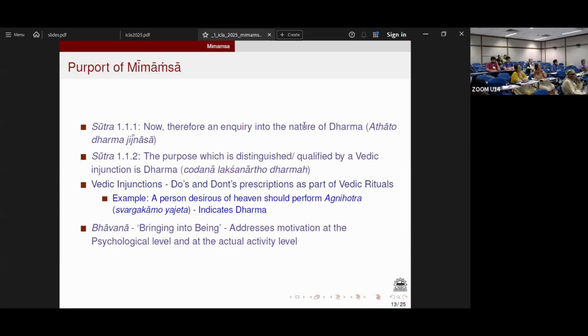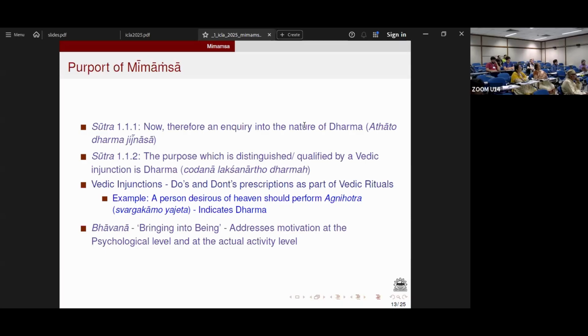And then the next sutra, once you know that dharma is something which is needed, or merit, you can translate it loosely as merit. The second sutra says chodana lakshanartho dharma. Now you define dharma. So what is this dharma? It is defined as chodana lakshanartha dharma, which is the purpose which is distinguished or qualified by a Vedic injunction, is called dharma.